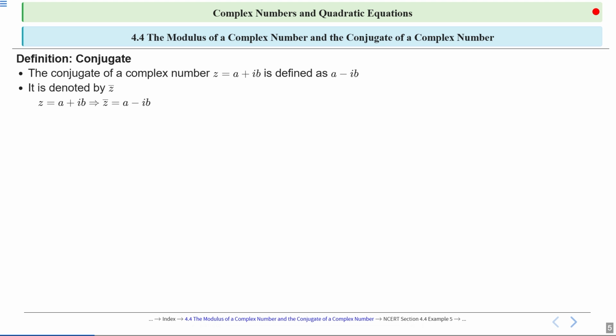Here is the equation that summarizes what we have discussed. So z equals a plus iota times b. It implies conjugate of z equals a minus iota times b.